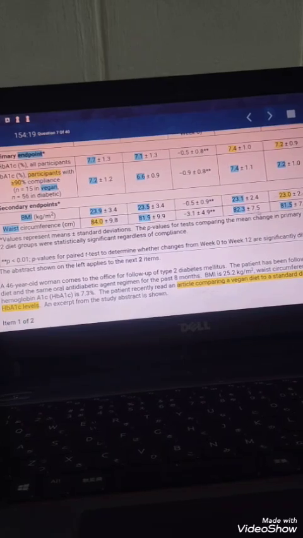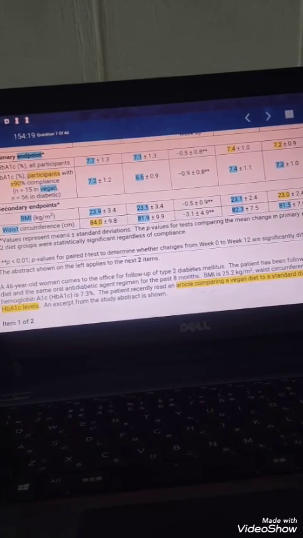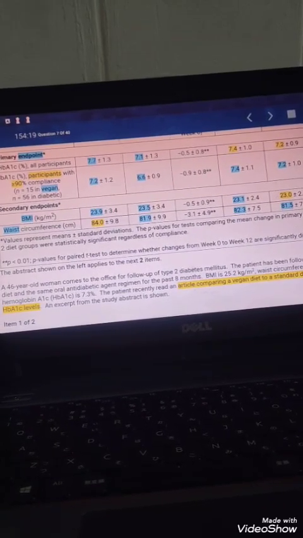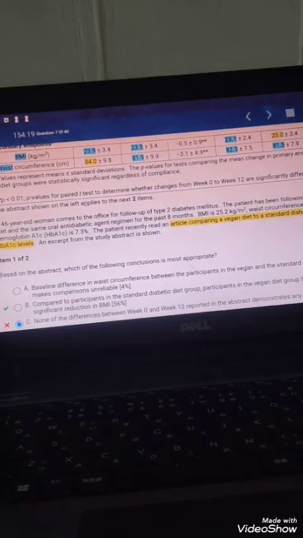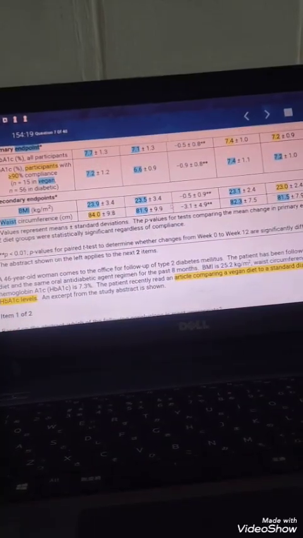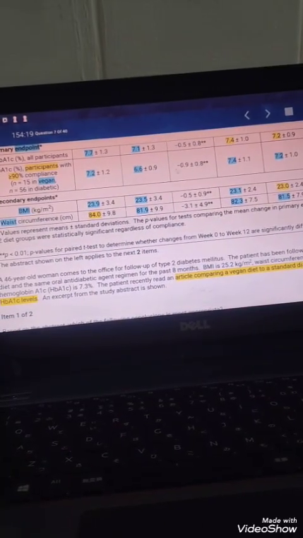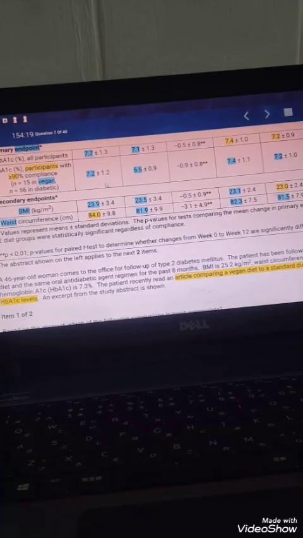So we see a difference of 1.8 plus minus. Values are mean and standard deviation. For the primary endpoint, we see that the vegan diet has a huge difference compared to the standard diet. The BMI difference is 0.5 compared to this, and the waist circumference difference is 2.1.